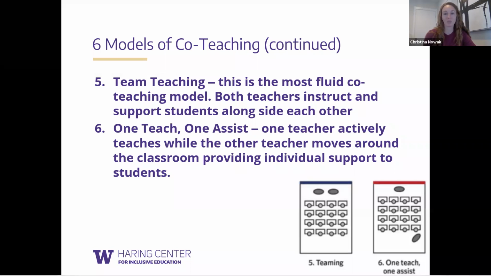Finally, the 6th model of co-teaching is referred to as one teach, one support. In this model, one teacher actively teaches, while the other teacher moves around the classroom, providing unobtrusive assistance to students as needed. This final model should be used the least, as it does not take advantage of all the learning benefits that occur when 2 teachers are actively teaching.